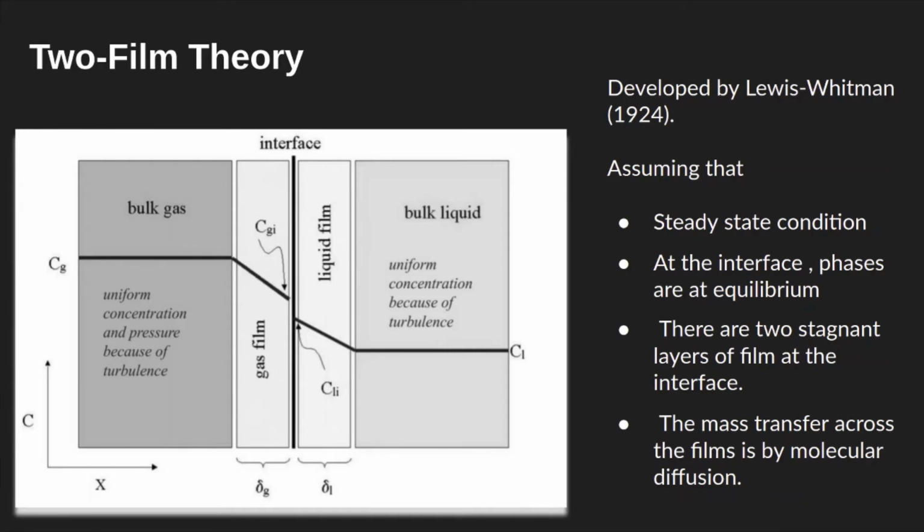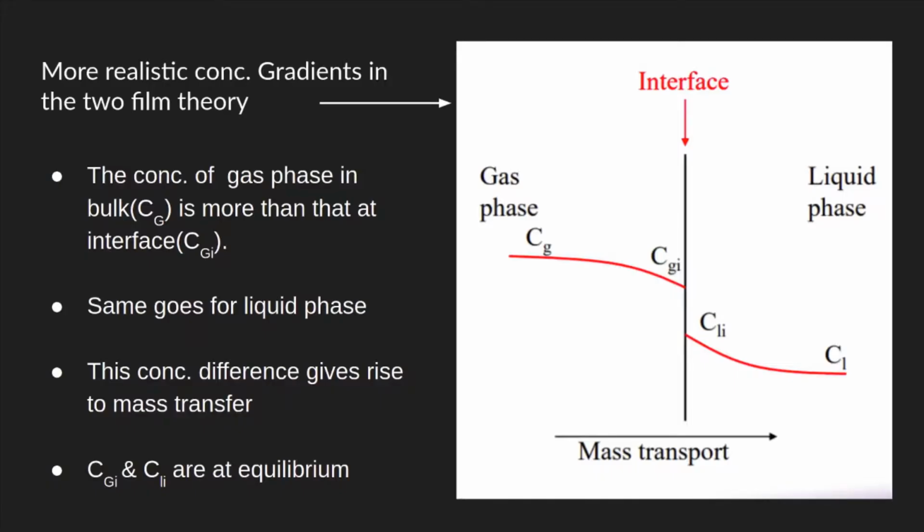Here we can take a closer look at the concentration gradients where Cgi and Cli are concentration of respective phases at equilibrium, which is at interface, and Cg and Cl are the bulk concentrations. And from the picture we can see that interface is an imaginary axis that separates these two phases.